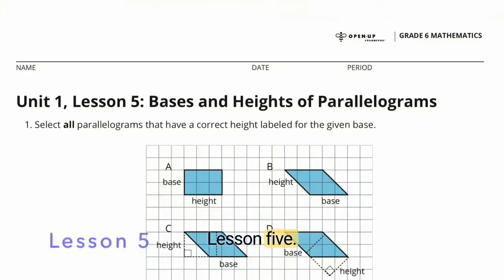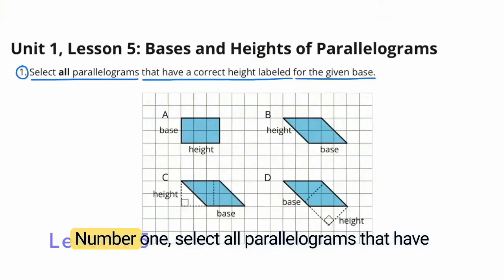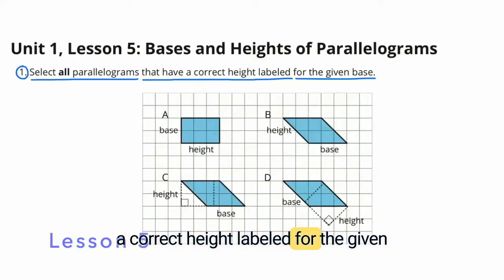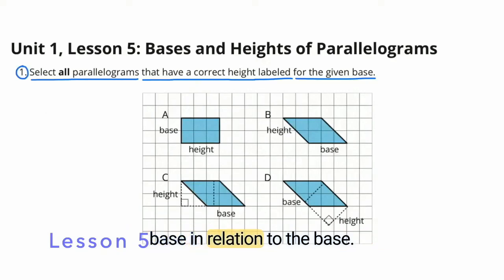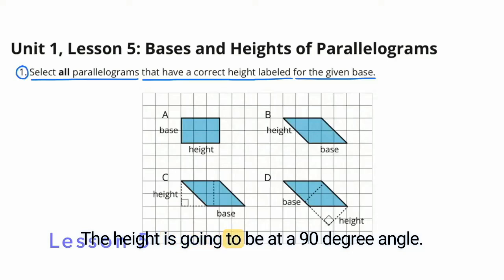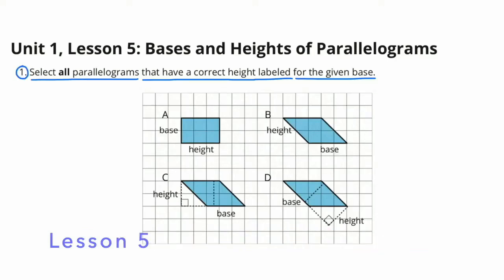Unit 1, Lesson 5, Bases and Heights of Parallelograms. Number 1, select all parallelograms that have a correct height labeled for the given base. In relation to the base, the height's going to be at a 90-degree angle.